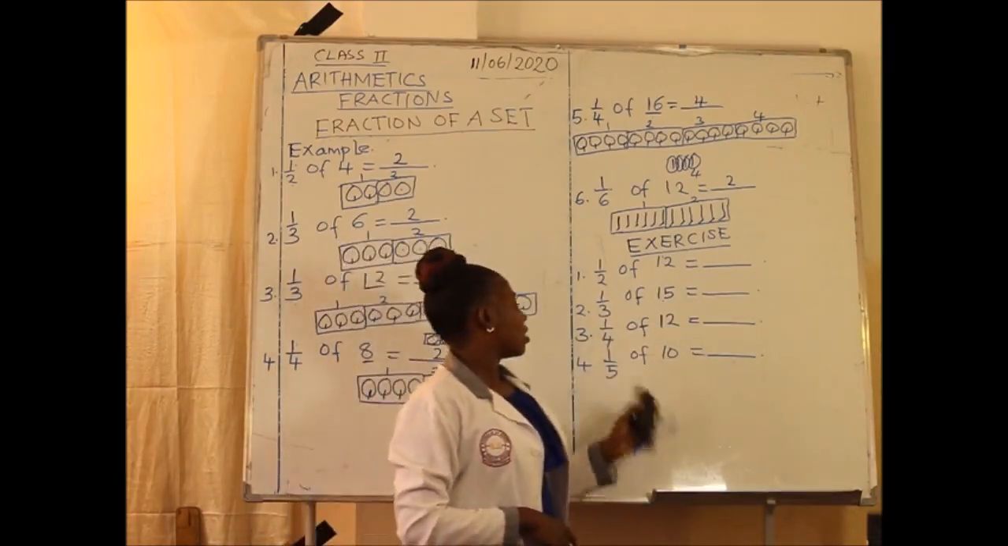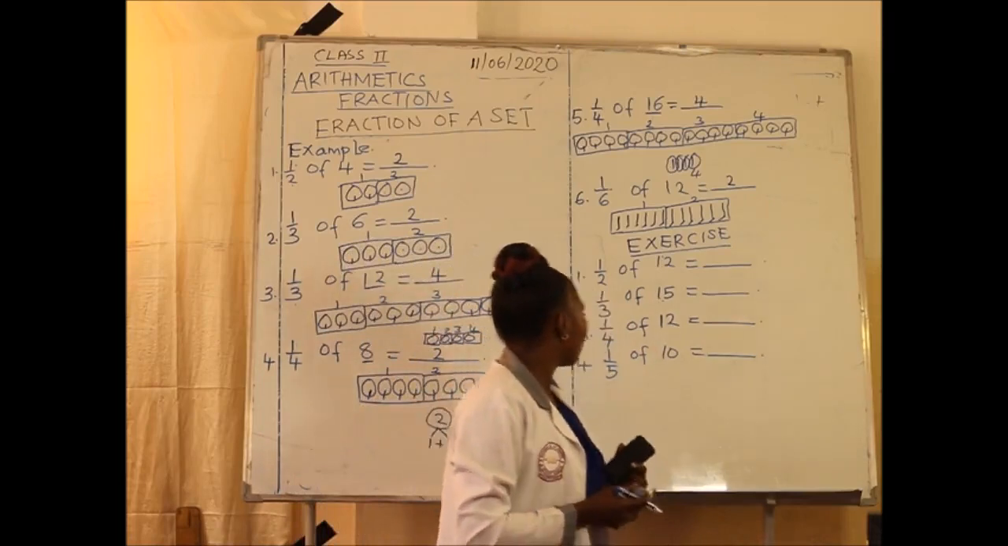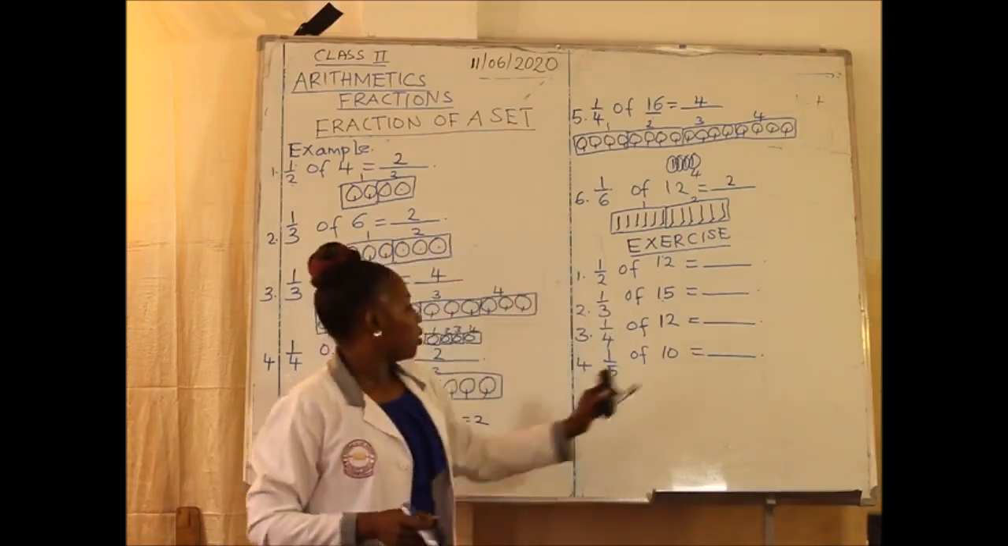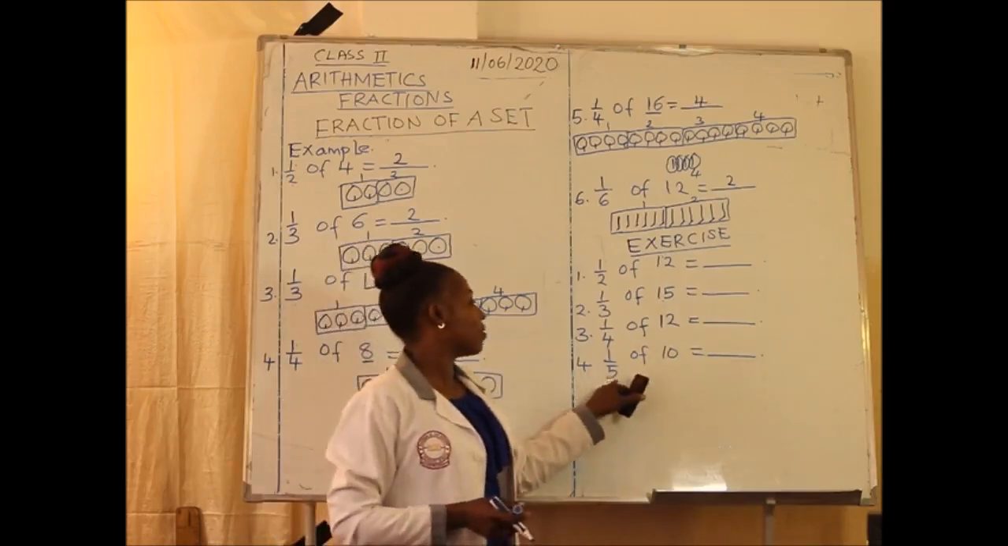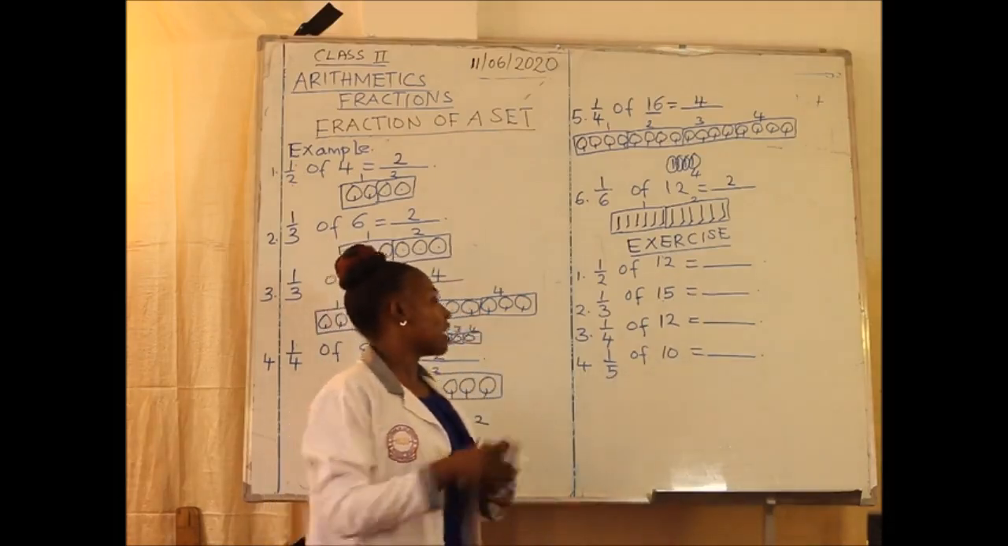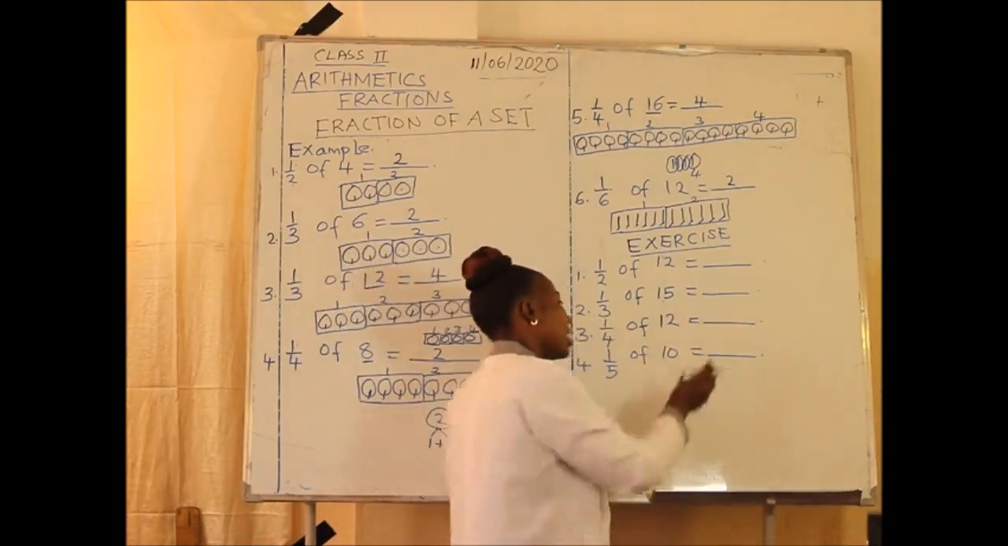As well as the last question, that is 1/5 of 10. Draw counters according to 10. Thereafter, create groups of 5. After that, you have to create a group of 1. Then you write the correct answer here.